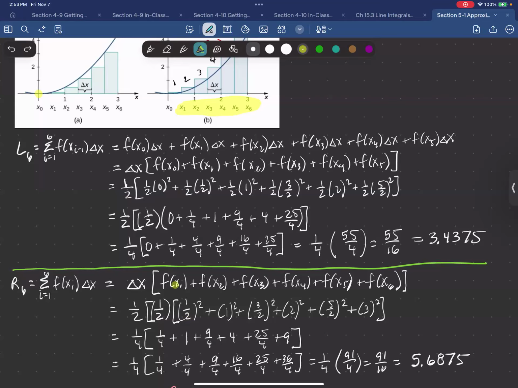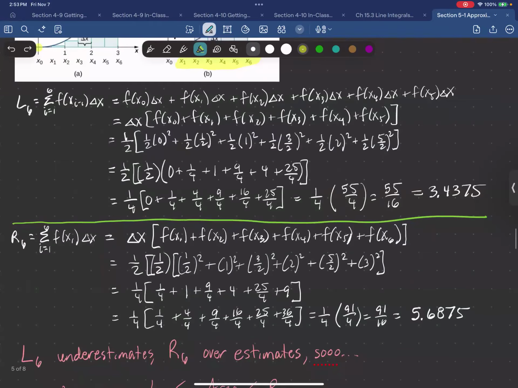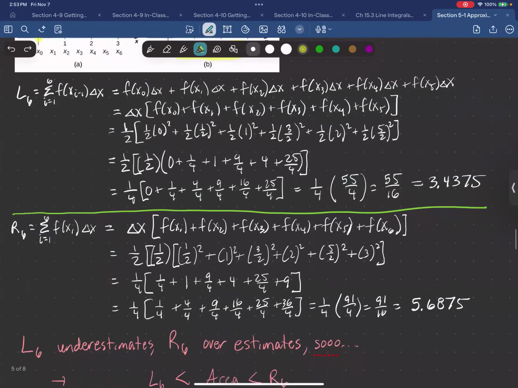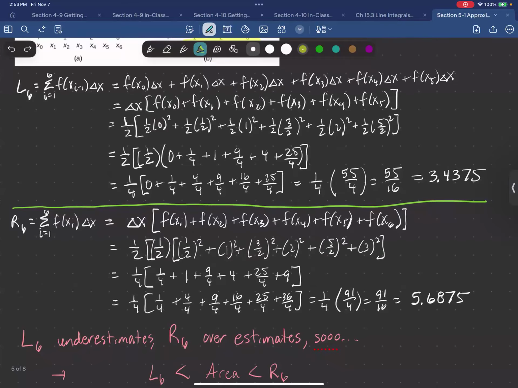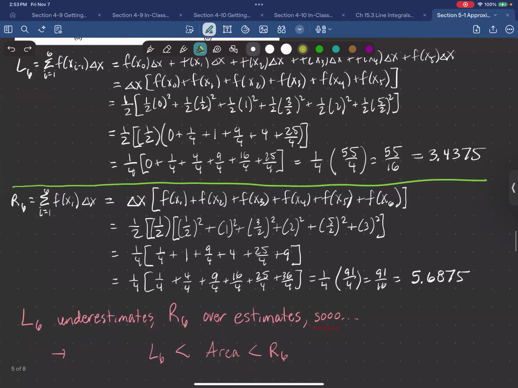Then this is my f of x1 is 1/2 squared. I'm going through, I add it up, I get 5.6875. That's an overestimate. So L6 underestimated it, R6 overestimated it, and our actual area must be somewhere in between them. Okay?